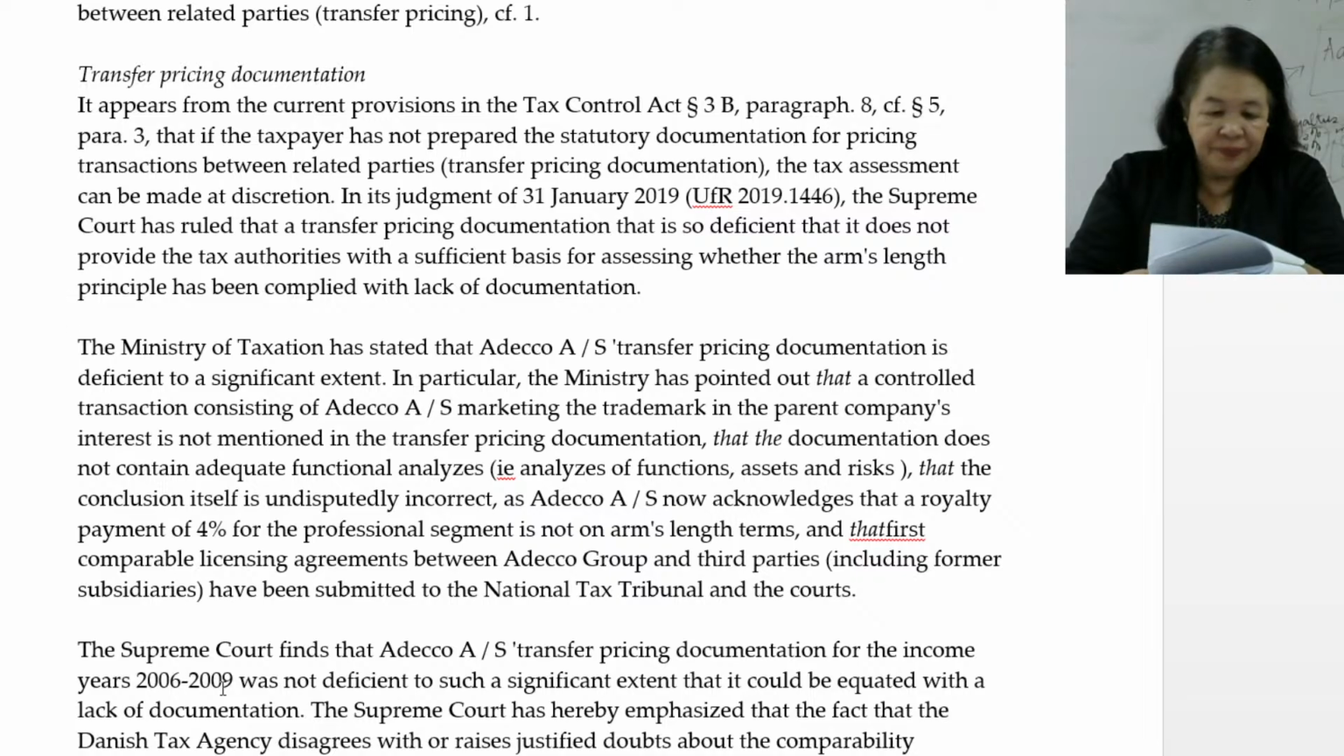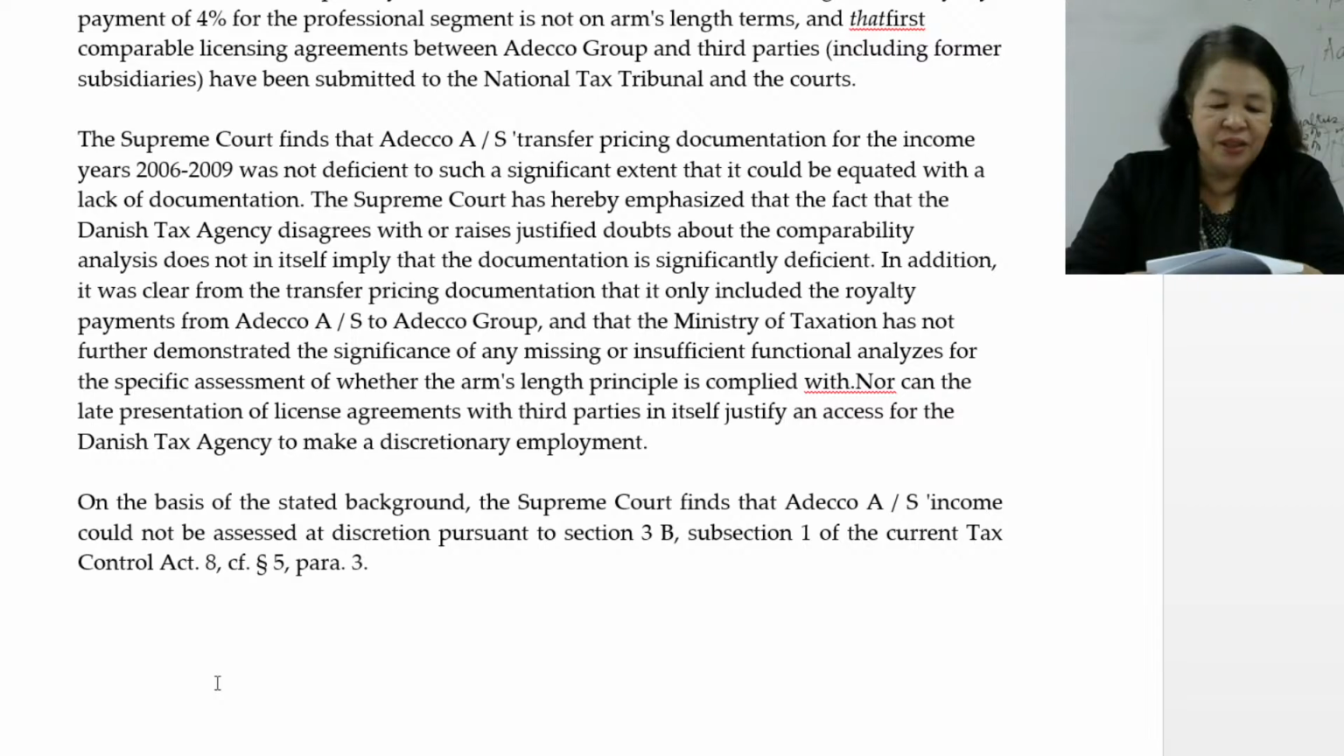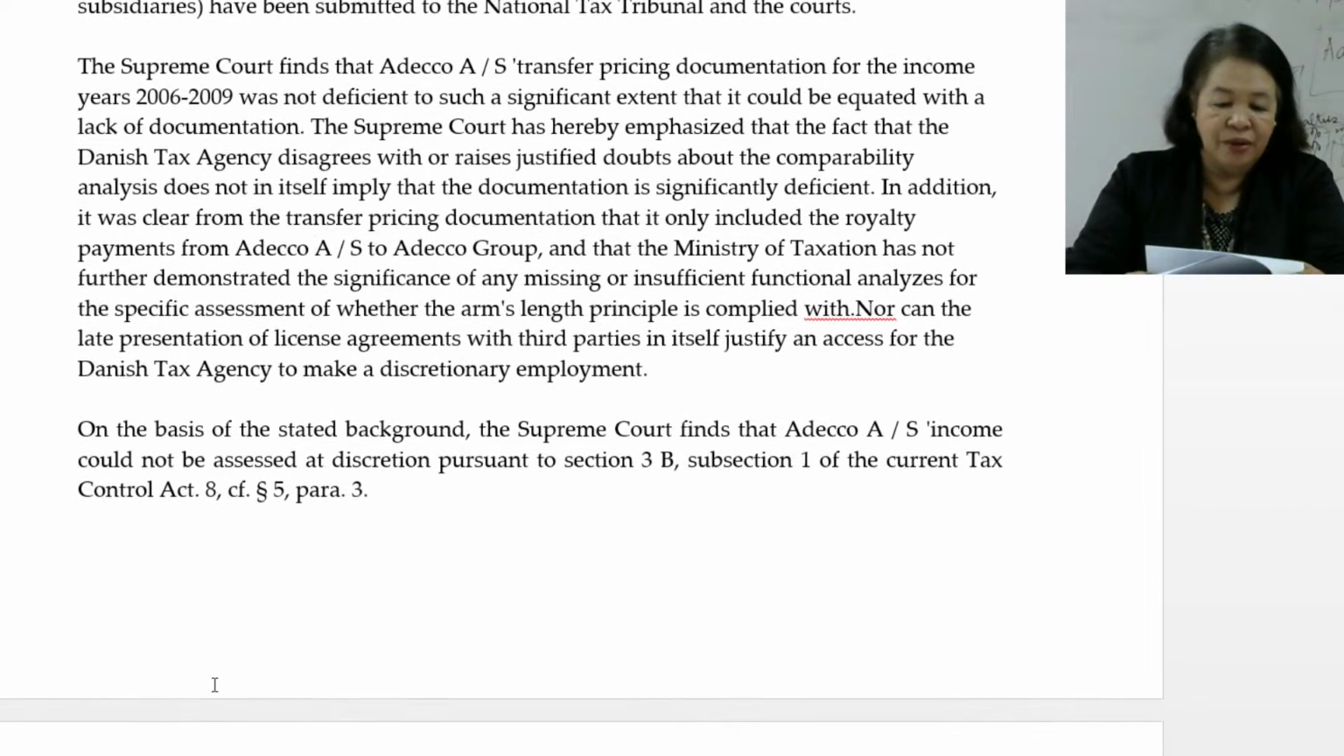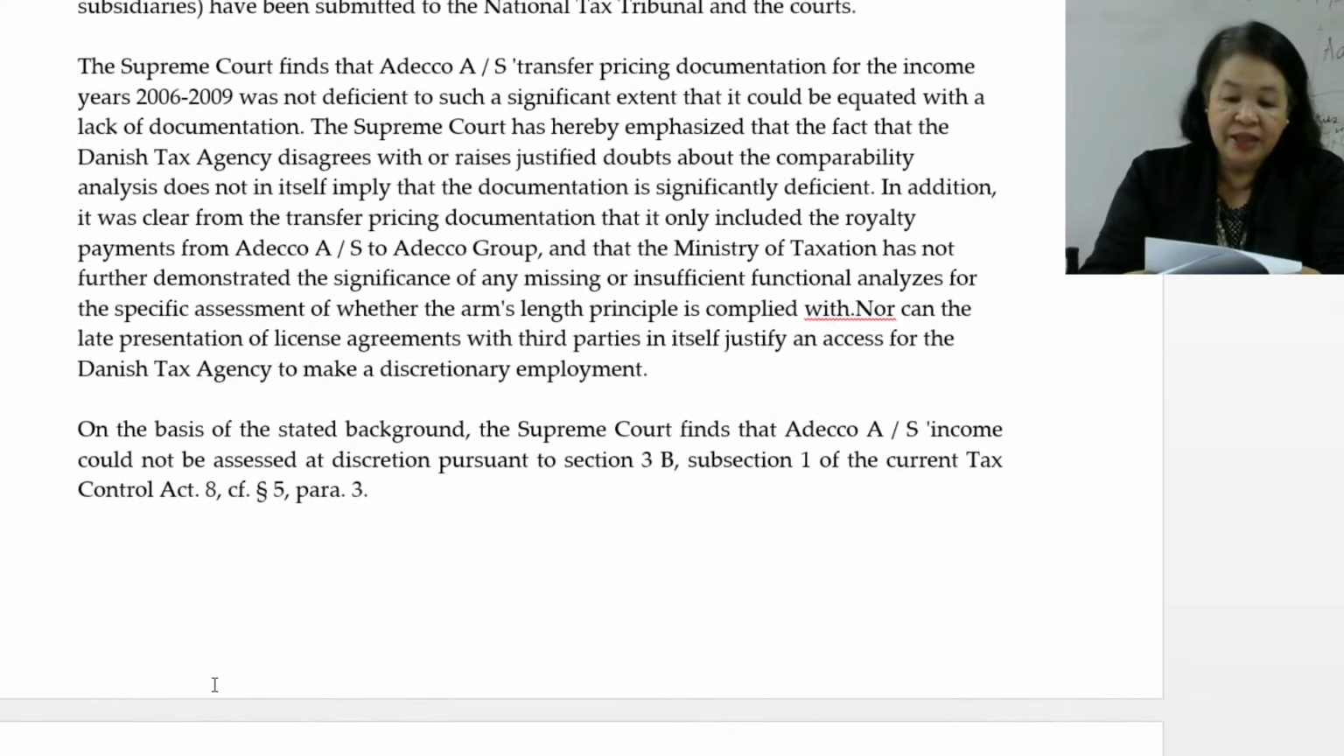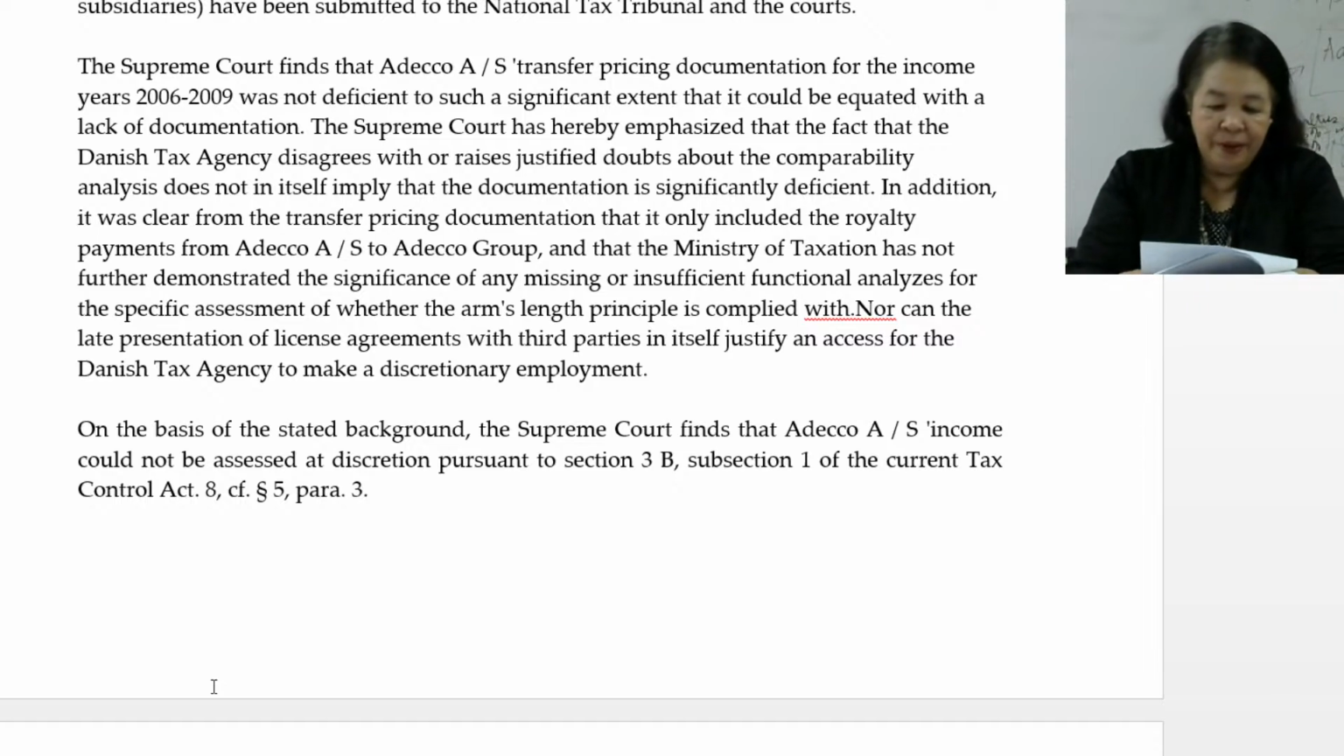Okay. So, the Supreme Court finds that Adecco transfer pricing documentation for the income year 2006 to 2009 was not deficient, no? Sabi na yan ng Supreme Court. So, yung allegations ng tax authority na kulang-kulang yung transfer pricing documentation, sabi ng Supreme Court, hindi, no? Significant extent, it could be equated with lack of documentation.